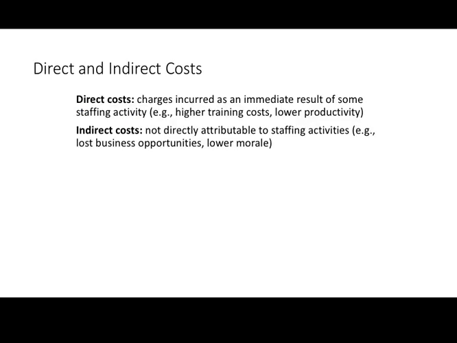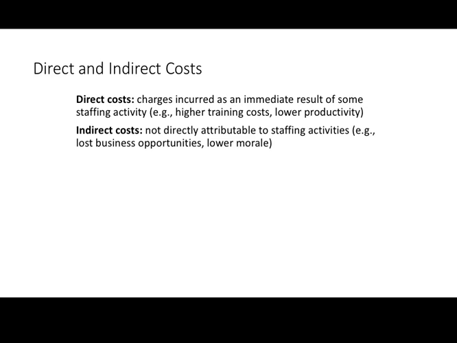As we're thinking about the financial impact of our staffing system, we have to be able to differentiate between direct and indirect costs. These are things that we would include in our ROI, but we need to be able to differentiate between the two. Direct costs are things that are incurred as an immediate direct result of staffing. For example, higher training costs, lower productivity, etc. Those are direct costs. And then indirect costs are things like lost business opportunities or lower morale or things of that nature.